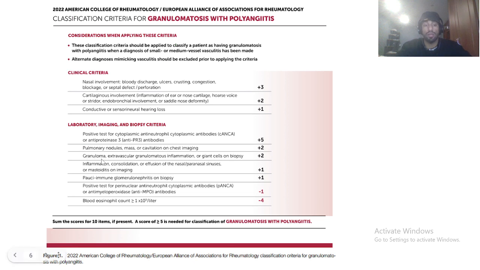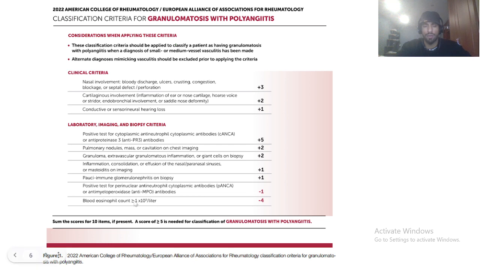We can also see granulomas, extravascular granulomas, inflammation or giant cells on biopsy, plus 2. Also, we can see inflammation, consolidation or effusion of the nasal paranasal sinuses or mastoiditis on imaging, plus 1. And also we can see pauci-immune glomerulonephritis on biopsy, plus 1 point. And here we can see a positive test for perinuclear anti-neutrophil cytoplasmic antibodies, p-ANCA, or anti-myeloperoxidase, anti-MPO antibodies.